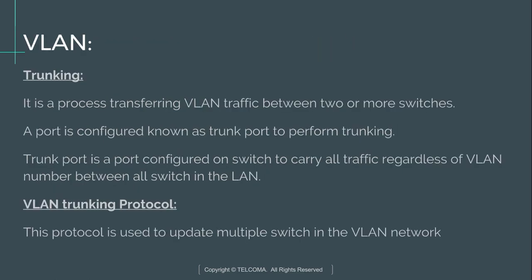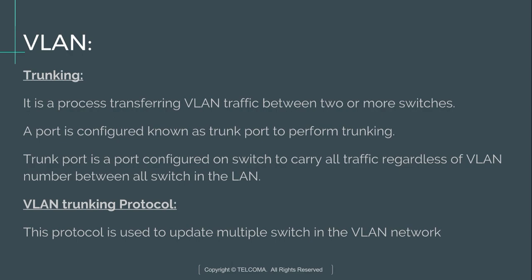Next are the various VLAN terms. First is trunking. Trunking is a process to transfer VLAN traffic between two or more switches. If we want to route the traffic between two or more switches with multiple VLANs, that process is known as trunking. A port configured as a trunk port performs trunking, and a trunk port is the port configured on a switch to carry all traffic, regardless of the VLAN numbers, between all switches in the LAN, as we discussed in the tagged VLAN.